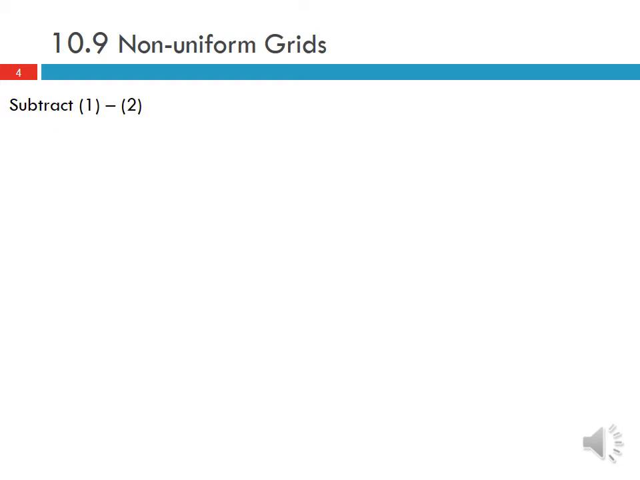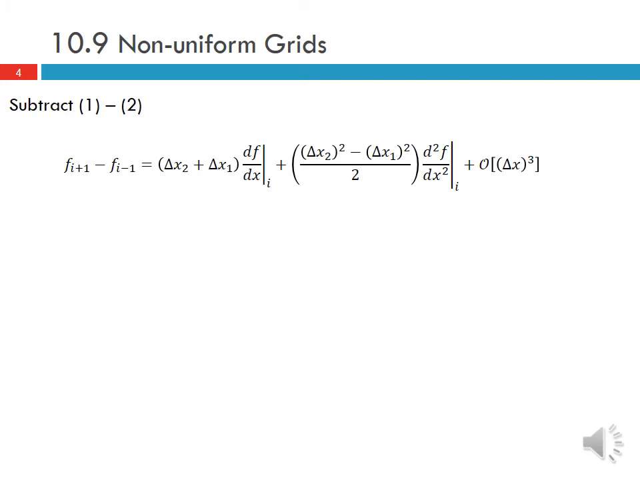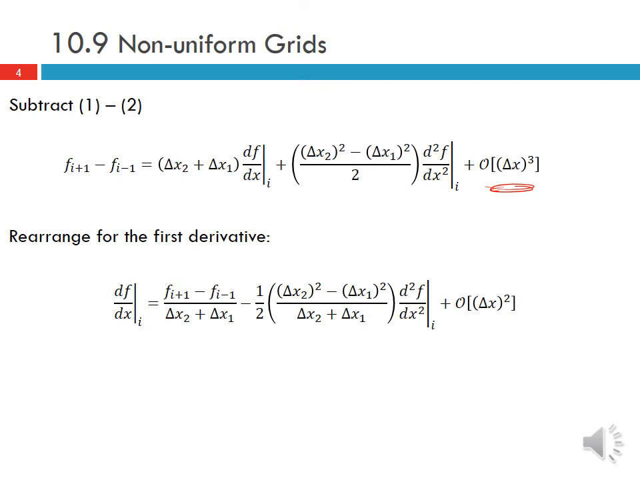If we subtract these two expressions, 1 minus 2, we get what is shown here. And so the third derivative terms have now been grouped into the error term. So we have an error of order delta x cubed, where delta x cubed is the higher of either delta x1 cubed or delta x2 cubed. We can rearrange this for the first derivative, and we get the expression shown here. Now we're dividing by this term, delta x2 plus delta x1. So you can see that our error term has now become on the order of delta x squared.